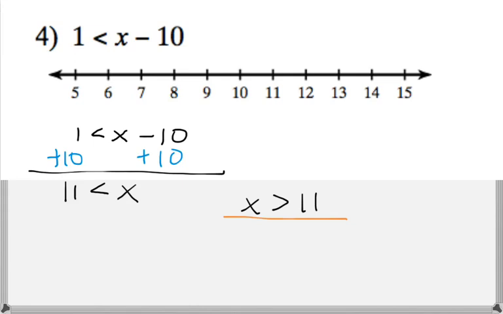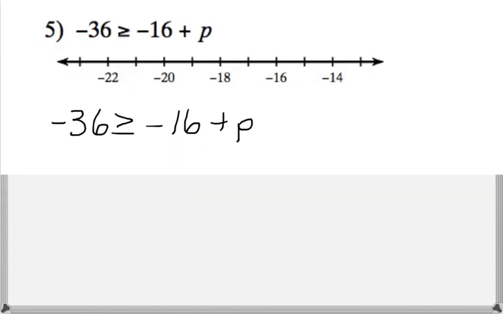We need to figure out open or closed circle. We do not have the or equal to part of that symbol, so we're going to have an open circle at 11. And we want x to be greater than. So everything that is larger than 11 is over here to the right. We can color in our graph. And we have completed number 4. Let's look at number 5.